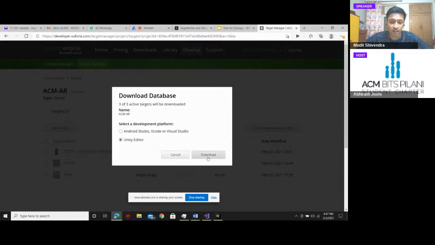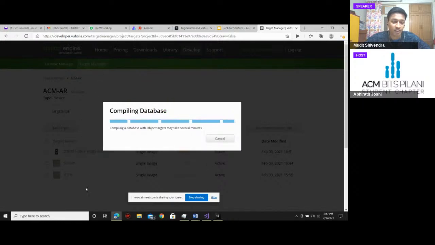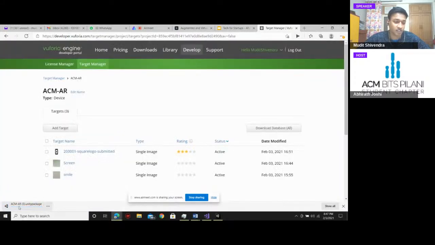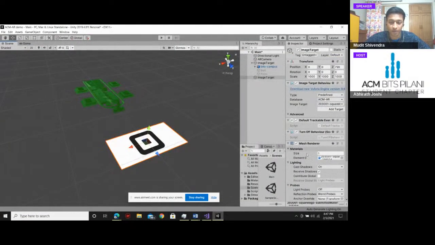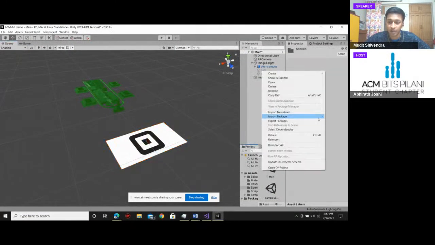Since we're using Unity, I'll just download it, and all this compiles, and then it basically gives us a Unity package over here. Yeah, so this is our Unity package. Once we have our package, we need to go to Unity and import our package.